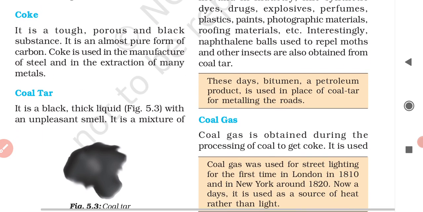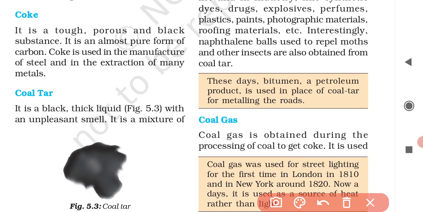Now let's begin with coke today. What is coke? See, coke is a tough, porous and black solid substance. Coke is prepared by heating coal in absence of air. So when coal is heated in absence of air, then the coal gas and coal tar are eliminated and coke is left behind as a black residue.